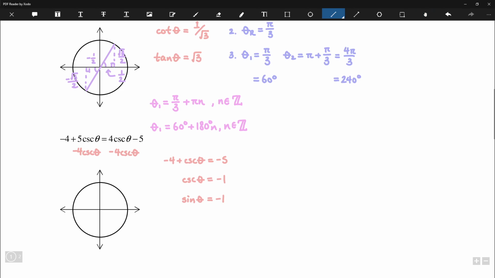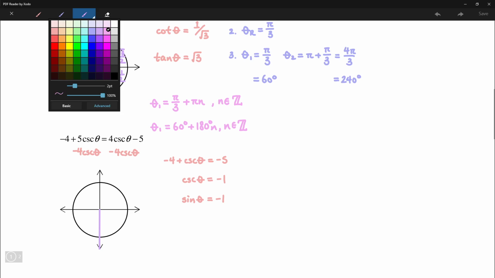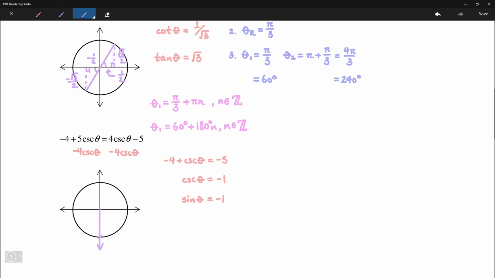Okay. So that simply means that the y value is negative 1, and that really only happens in one place, and that is if the line is drawn straight down. And that's how we get this point 0, -1. So therefore the angle must be 270 degrees, and in radians 3 pi over 2. Okay, so theta is equal to 270 in degrees, or 3 pi over 2 in radians.